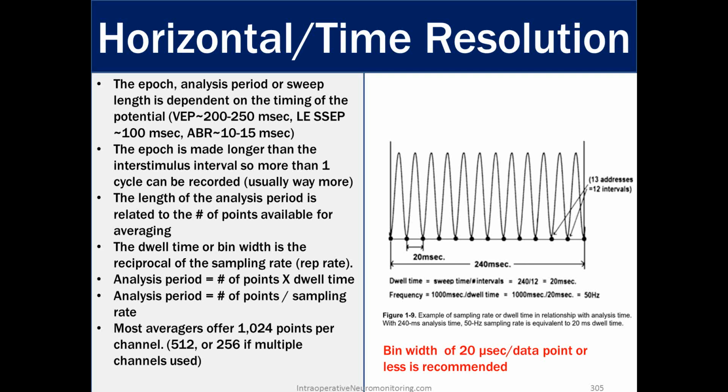The length of the analysis period is related to the number of points available for averaging. The dwell time, or bin width, is the reciprocal of the sampling rate, or the rep rate. So analysis time or analysis period equals the number of points times dwell time. Analysis period also equals the number of points divided by sampling rate. Most averagers offer 1,024 points per channel, 512 or 256 if multiple channels are used.